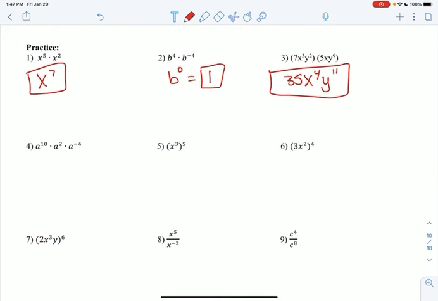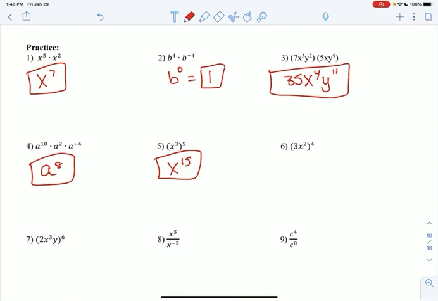4, I'm multiplying. They all have the same base. Keep the base and add those exponents. 10 plus 2 is 12, and 12 plus negative 4 is 8. 5, I have a power to a power. Remember, those parentheses are going to remind you that you're multiplying those exponents. So it's x to the 15th.